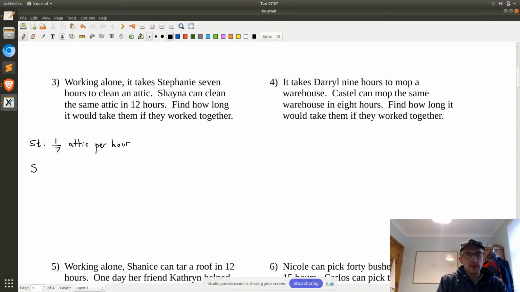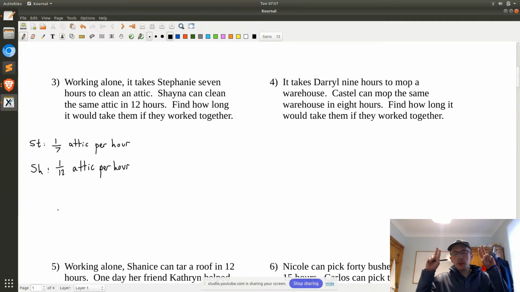What about Shayna? Shayna can clean the same attic in 12 hours. Oh, okay. So her speed is like 1/12 of an attic per hour. That's way clearer to me. Find how long it would take them if they worked together. Okay. Combining forces, making assumptions about how they work, like they somehow work at like the opposite side of an attic, as if that's really possible in real life, which it isn't. You really just get in each other's way.